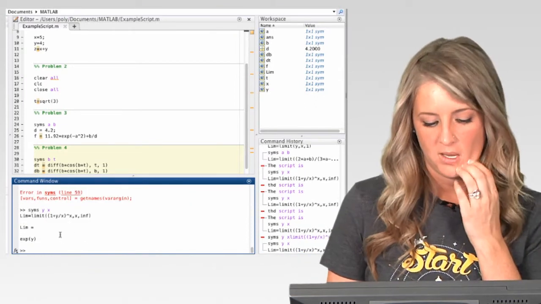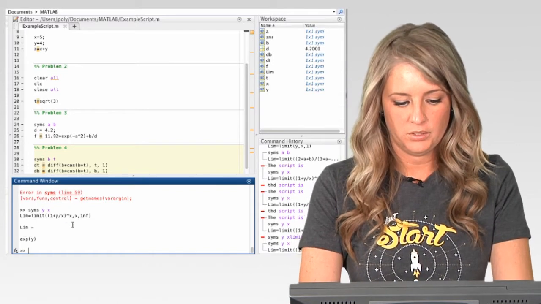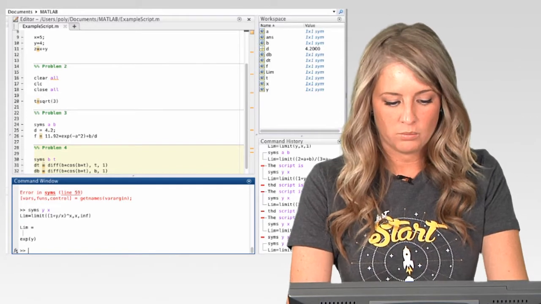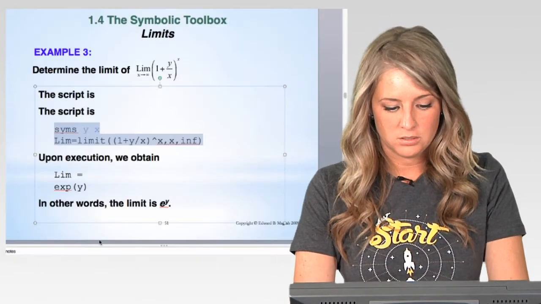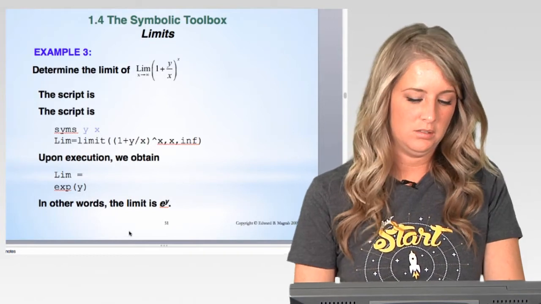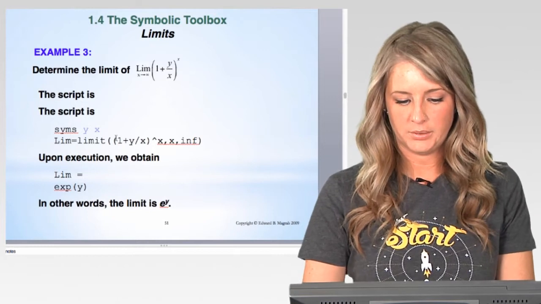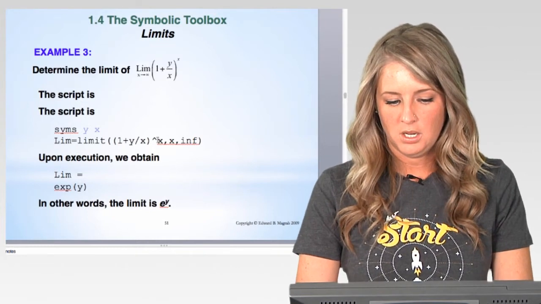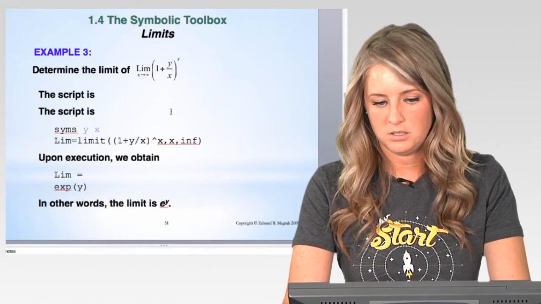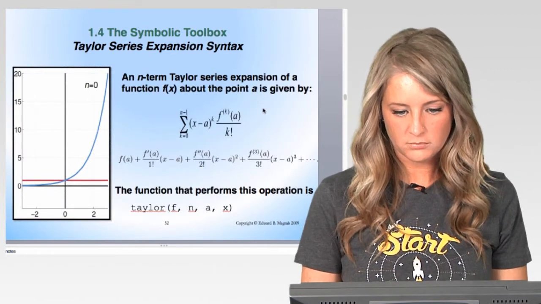There we go. Okay, so now we can see again when we execute our script, it's done it symbolically, and this exp of y represents our e to the y, okay? So again, this is just kind of getting you used to the different notation and syntax. With the limit, we have our function, we have our variable here, and then infinity. So that's where those variables are coming from.